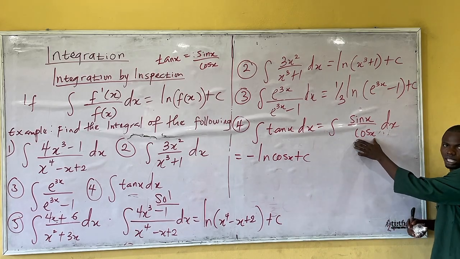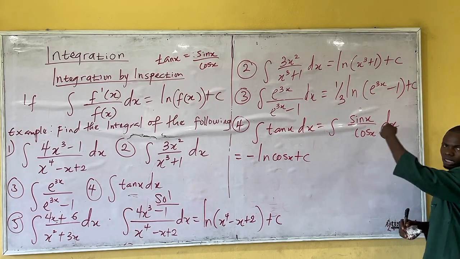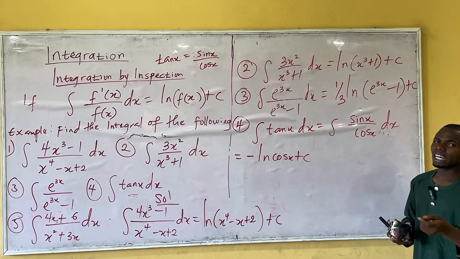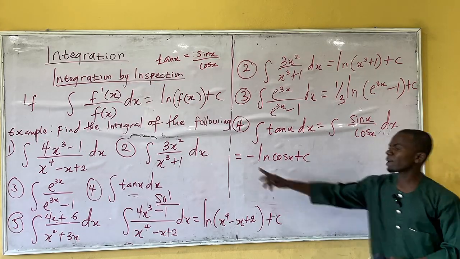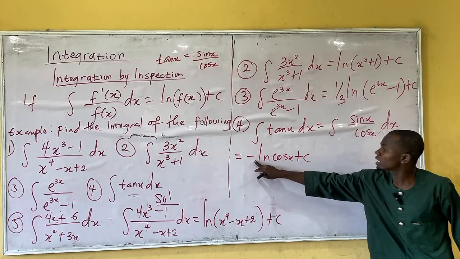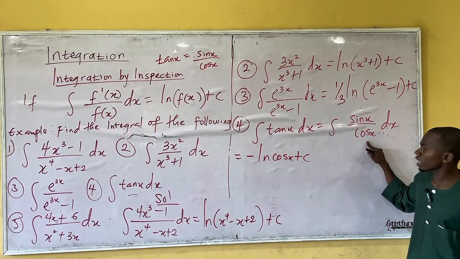If I differentiate cos x, it gives minus sin x. But it's supposed to be the numerator, which is sin x. Now, what can cancel the minus is to multiply by minus, to make it exactly sin x. It will now be minus ln of the denominator cos x plus c.